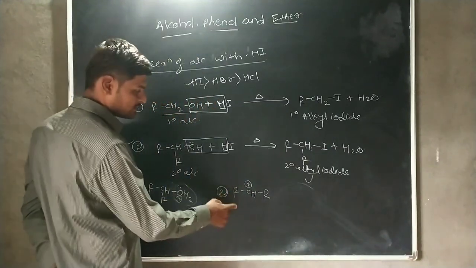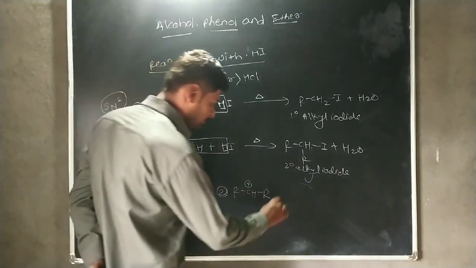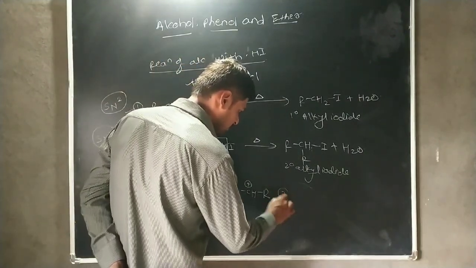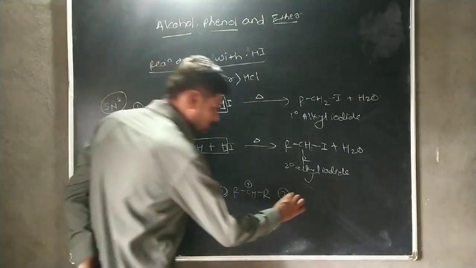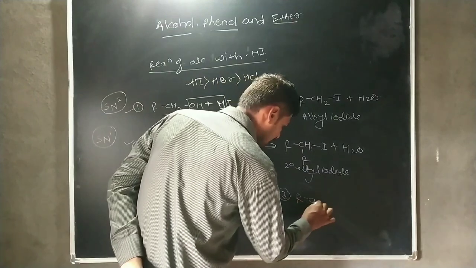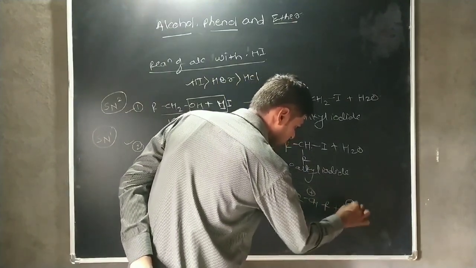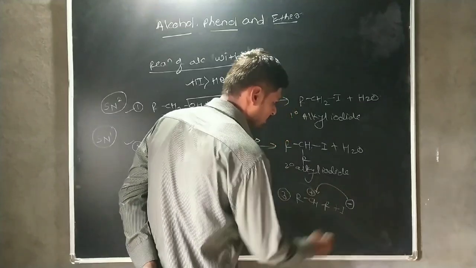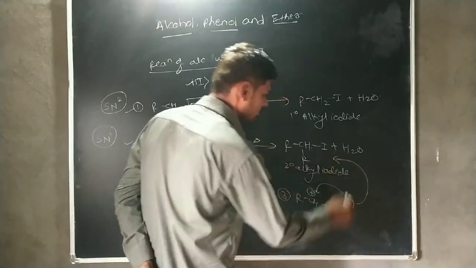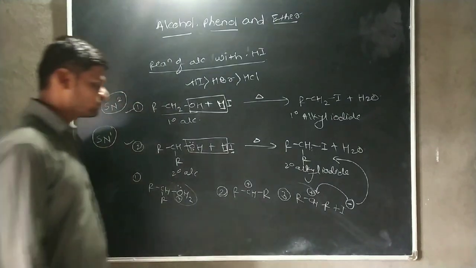Okay, in the second step there is a formation of a secondary carbocation. After formation of the secondary carbocation, in the third step, the nucleophile, that is the remaining I minus, easily attaches to this secondary carbocation, and there is a formation of this product. That means the reaction is carried out in three steps.